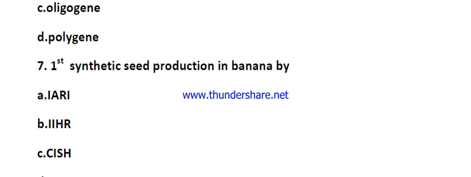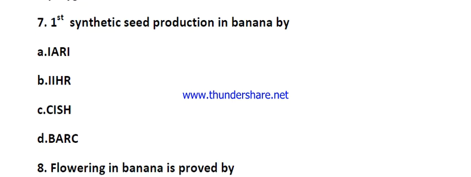Then question number 7. First synthetic seed production in banana by, its options are IARI, IIHR, CISH, BARC. Here the right answer is BARC. BARC means Bhabha Atomic Research Centre. It is situated at Mumbai. I hope you all know where these research institutes are situated.